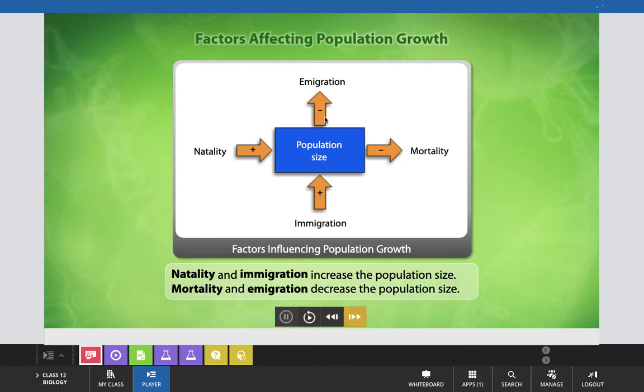and there are two other factors which are decreasing the population of an area, like mortality, death rate, which declines the population of that area, and emigration, in which individuals are getting migrated from that area to another area. Natality and immigration increase the population size, and mortality and emigration decrease the population size. That is clear from this chart now.